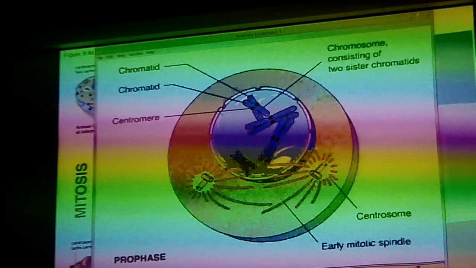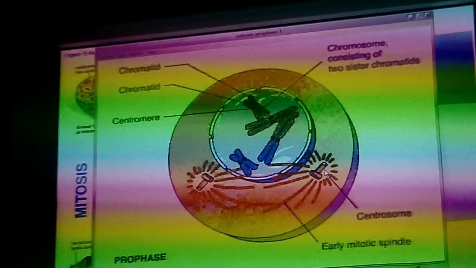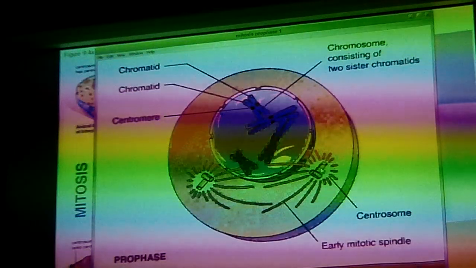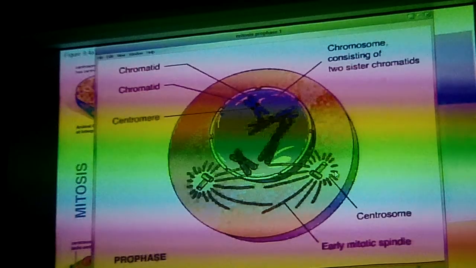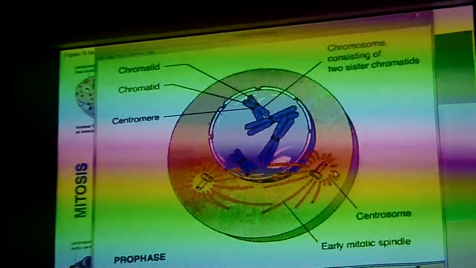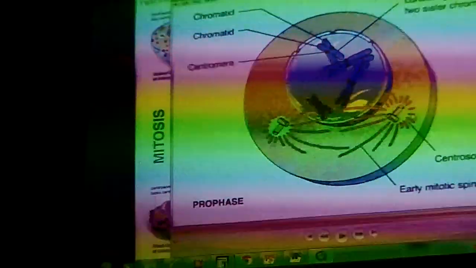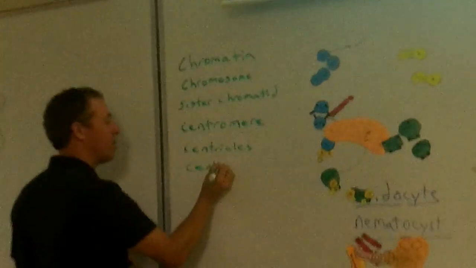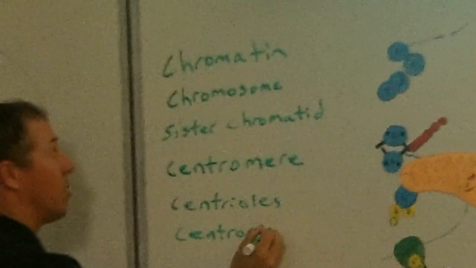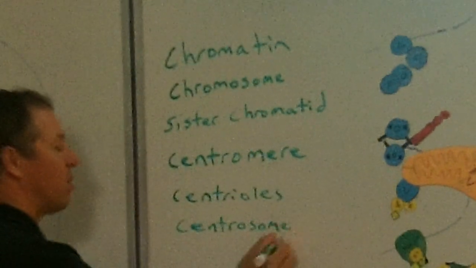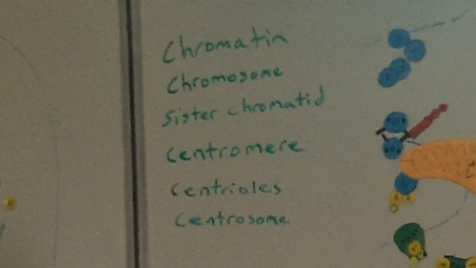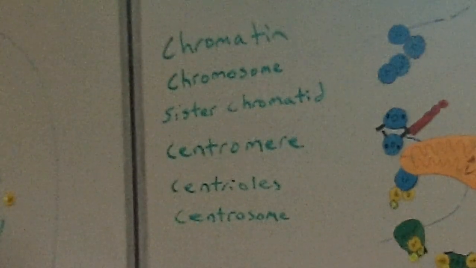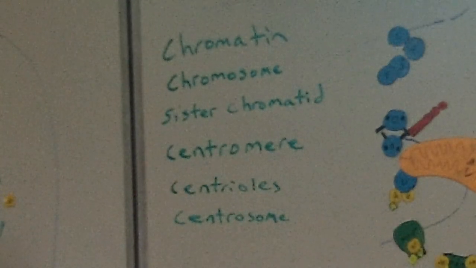Animal cells have centrioles in their centrosome. Plant cells don't have centrioles in their centrosome. So that's two more words there: centrioles and centrosome. Centrosomes are in plant or animal. Both plant and animals have these centrosomes, these areas here where these fibers come shooting out.